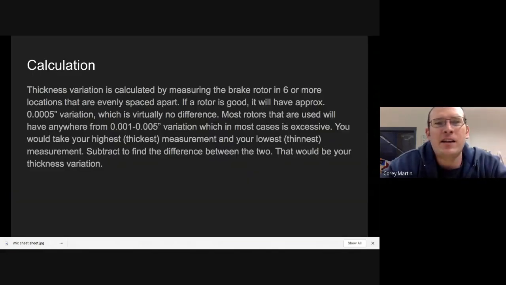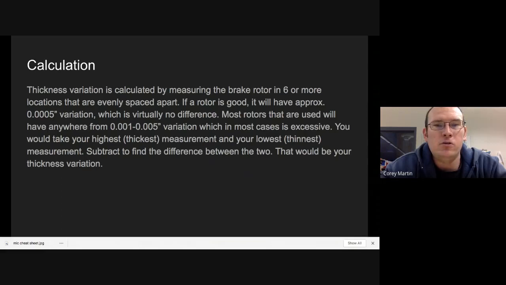Okay, so calculating thickness variation is pretty simple. We are going to take a brake rotor and we are going to measure it in 6 locations. And I'm going to do that for you here in just a second. So you are going to take these 6 measurements and you're going to compare them. If a rotor is good, it will have approximately 5/10,000ths of an inch or less variation, which is virtually nothing. And that number is right here, 0.0005. So that's less than 1,000th of an inch.